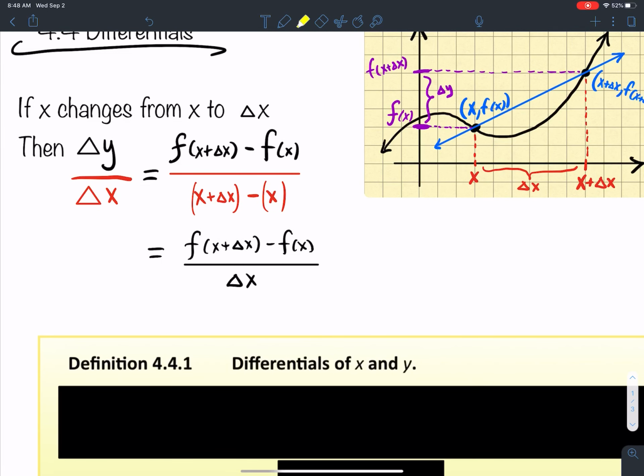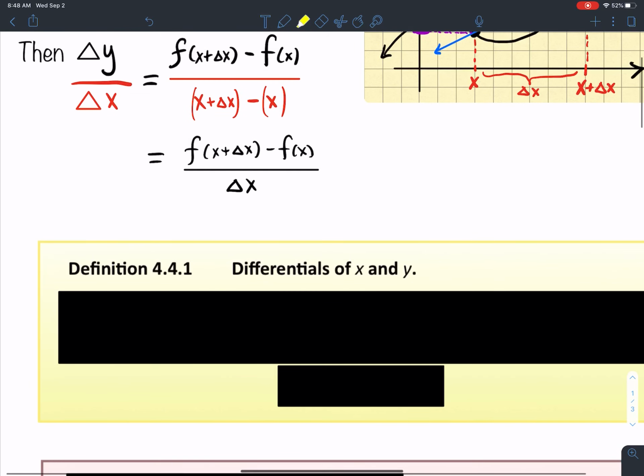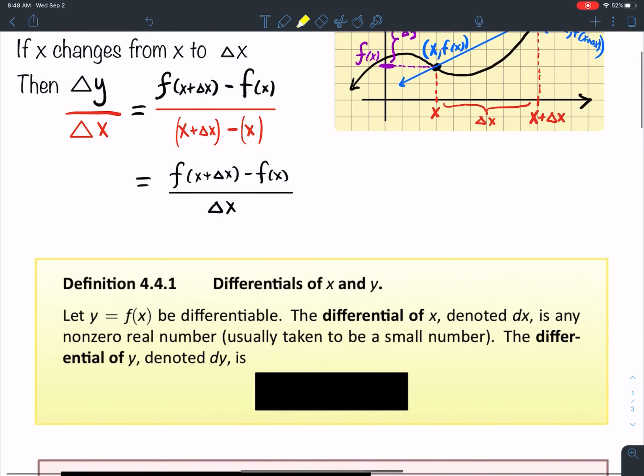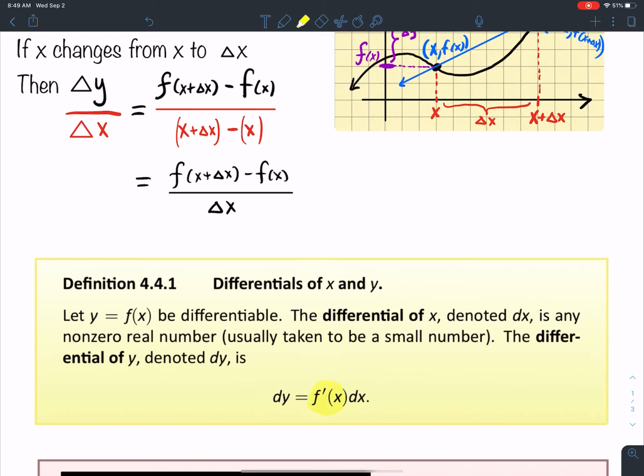Now, the definition 4.4.1, differentials of x and y. Let f be a differentiable function. Then we define the differential of x, denoted dx, to be any non-zero real number, usually taken to be a small number. The differential of y is denoted dy. This is equal to f prime of x times dx.